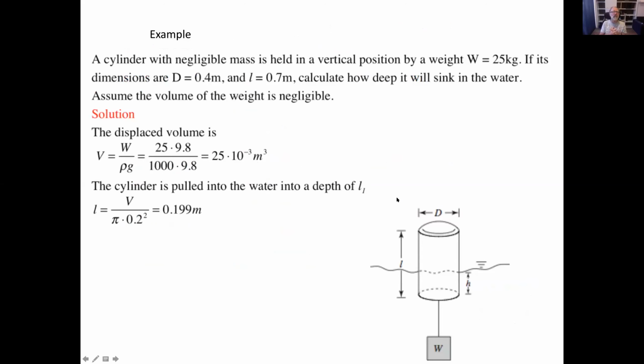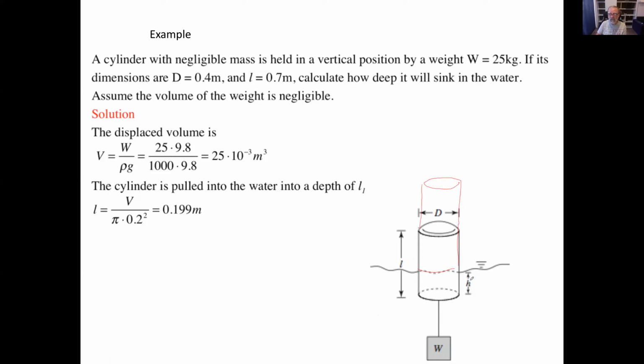Now we're ready for examples. For those students that asked a question, how's the exam going to be? I would expect you to solve problems like this based on what we studied. I'll start simple and go to a bit more complicated. Here's a cylinder that has no weight, with dimensions 0.4 meter diameter and height 0.7. Then we're going to put some weight on it, which is 25 kilograms, and we want to see how deep it will sink because of that. Initially it's up here like that.